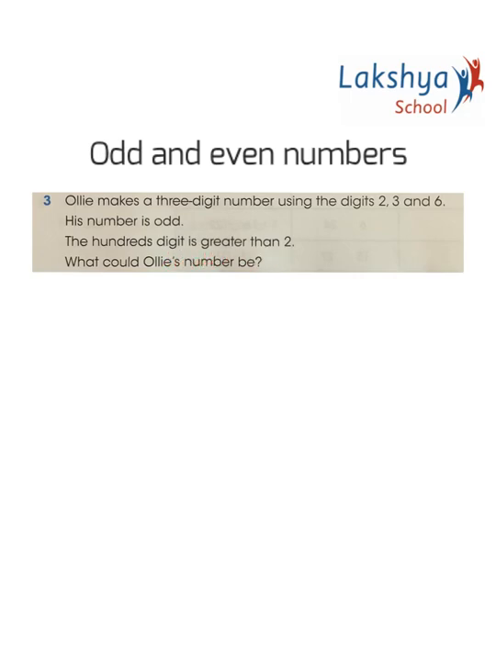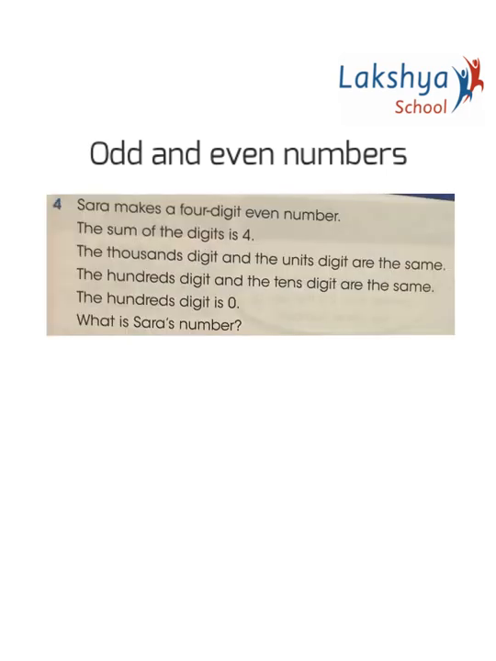So let's write the HTO. Over here we know that the last digit has to be 3 because it's an odd number. The hundreds digit is greater than 2, so the hundreds digit has to be 6 and the tens digit will be 2. So this would be the possible number.